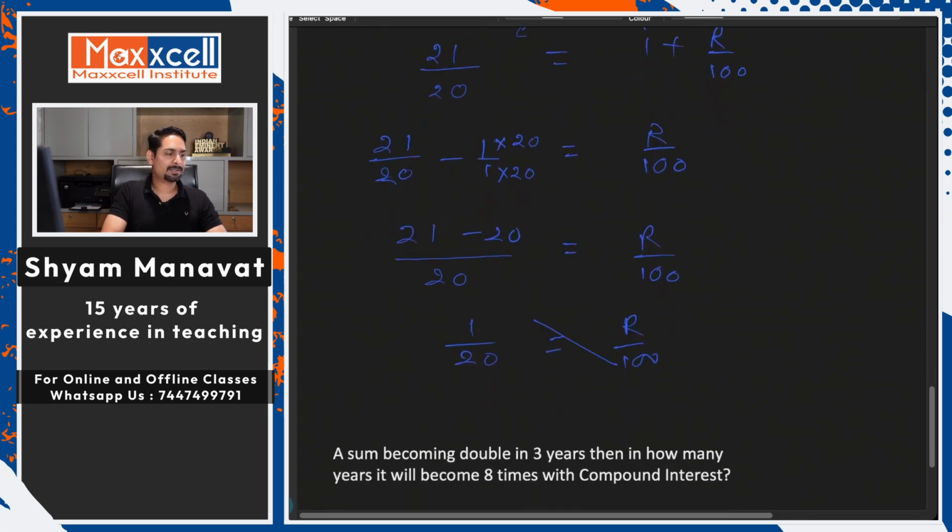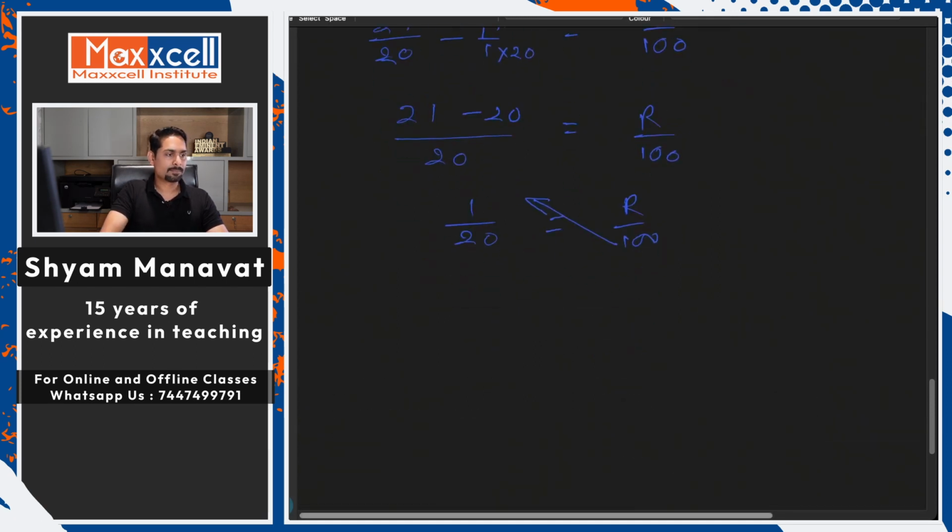Let me take this 100 here. What do we get? We get 100 by 20. 20 fives are 100. So r equal to 5. So what's the answer? Answer is 5% per annum. That's the answer.